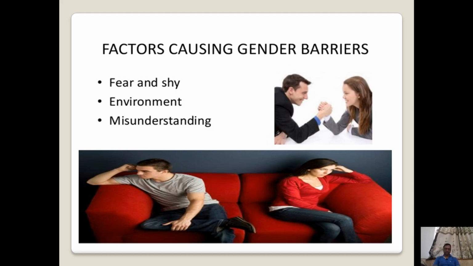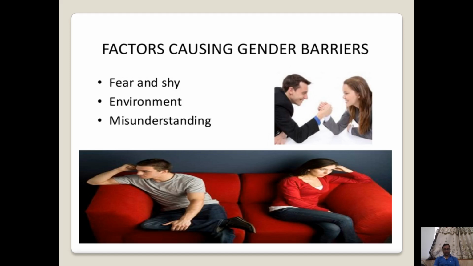Factors causing gender barriers. What are the factors that cause gender barriers? The first point is fear and shyness. You might have seen there are several male friends, female friends you have. Some of them have fear, or some are shy. They are not extrovert. They are introvert. They don't want to speak up easily with everyone, and that also becomes a barrier of communication. That is called a gender barrier.